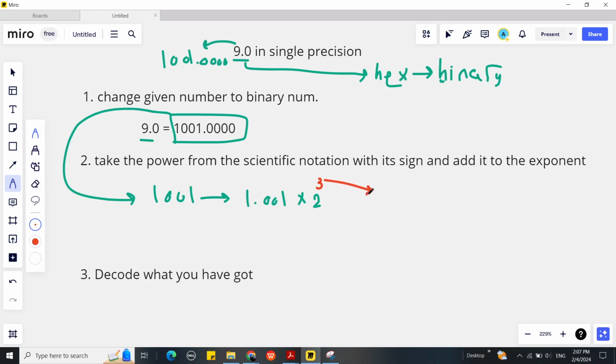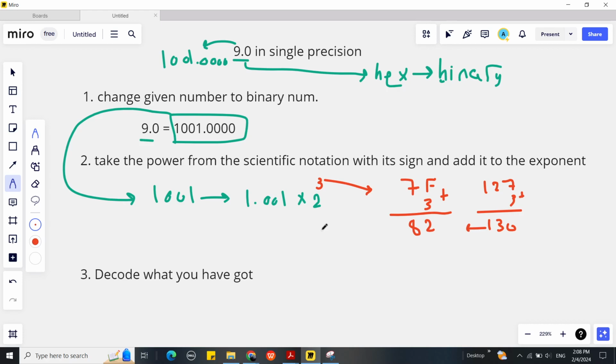You take this 3 and then you add it to the exponent. And remember, the exponent for single precision is 7F. So 7F plus 3, or I'm just going to write 127 plus 3, is 130. And if you change 130 from decimal to hexadecimal, it's going to be equal to 82. Well, that's everything we need to do.